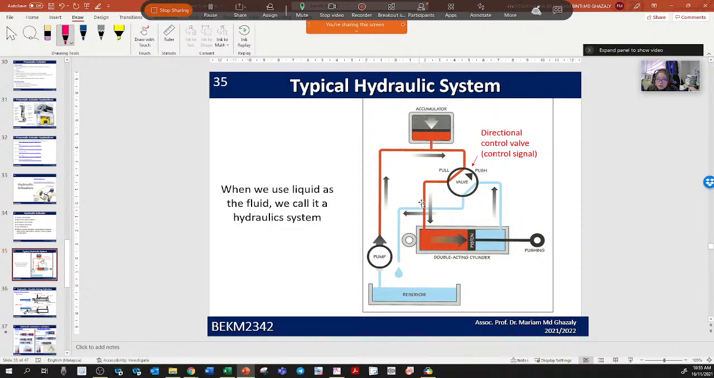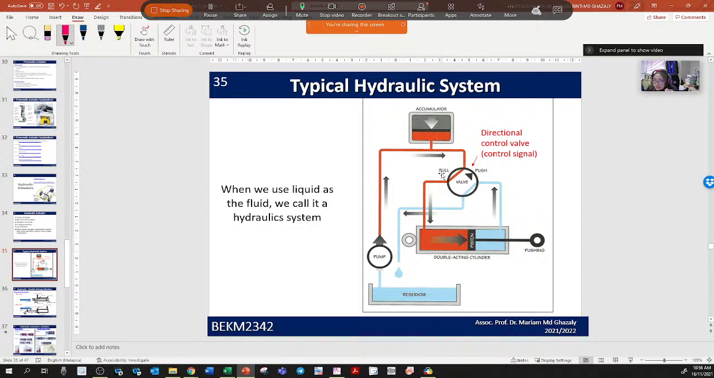And this is the typical hydraulic actuator. So you have a reservoir, and normally in a pneumatic system, you have a compressor to compress the air. But for the hydraulic actuator, you have a reservoir with liquid. That liquid is pumped into the accumulator. The accumulator is simply like the FRL. It's going to compress, filter everything, regulate it, and then you're going to lubricate it.